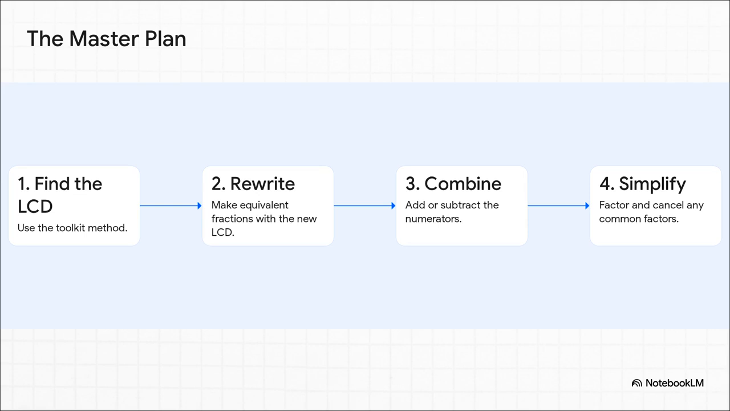Okay, this right here is the master plan. This is the foolproof strategy for every single problem you'll face. 1. Use your toolkit to find the LCD. 2. Rewrite the fractions so they share it. 3. Combine the tops. And 4. Simplify. That's it. Every single problem follows these 4 steps.